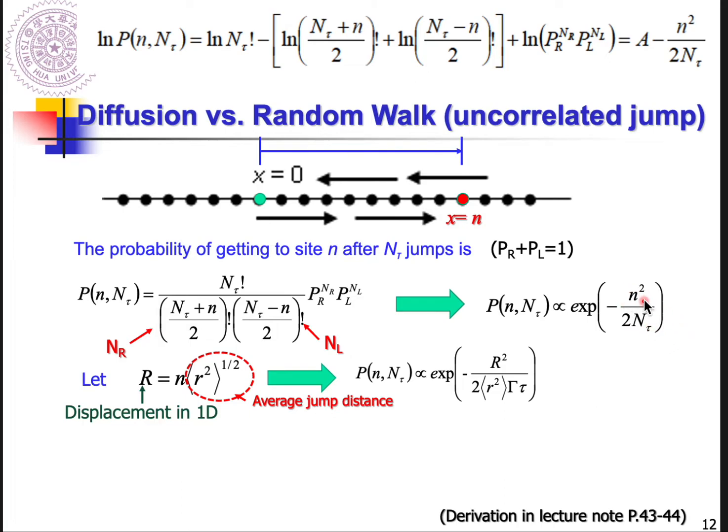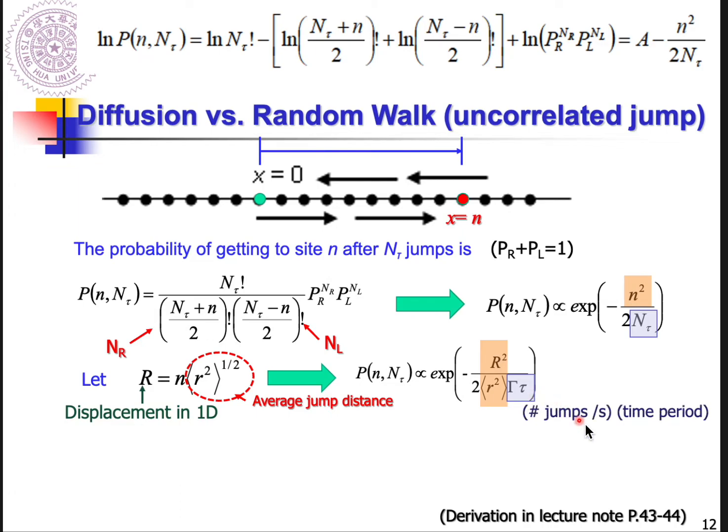And what's the n? And what's the n tau? The n actually can be expressed like this, if it is a displacement in one dimension. It can be equal to n times the mean square of each jump distance, right? So you just substitute n equals r squared over the mean square of each jump distance. Because n is squared here, you get r squared divided by this term. And n tau, as you know, is gamma tau.